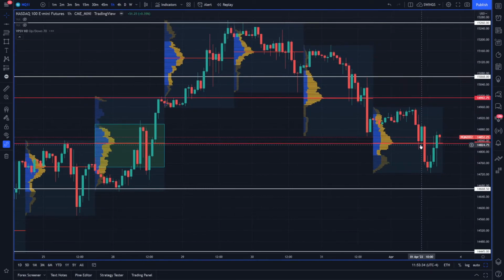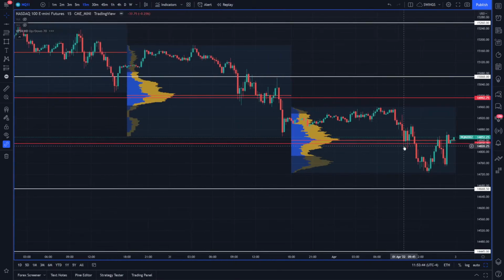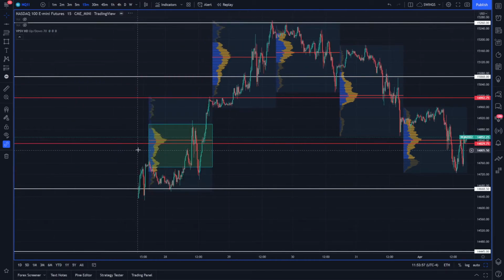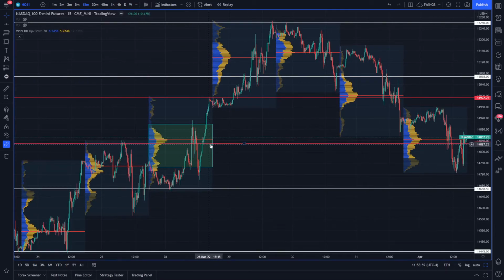This VPOC was touched during hours on Friday at 9:30. I'm pretty sure 9:30. Let's put it there, 15 minutes. Yes, right at open, this VPOC was touched. Now we have 9:30. Okay, 9:30. Sold off and went straight down to that point of control that wasn't touched yet.